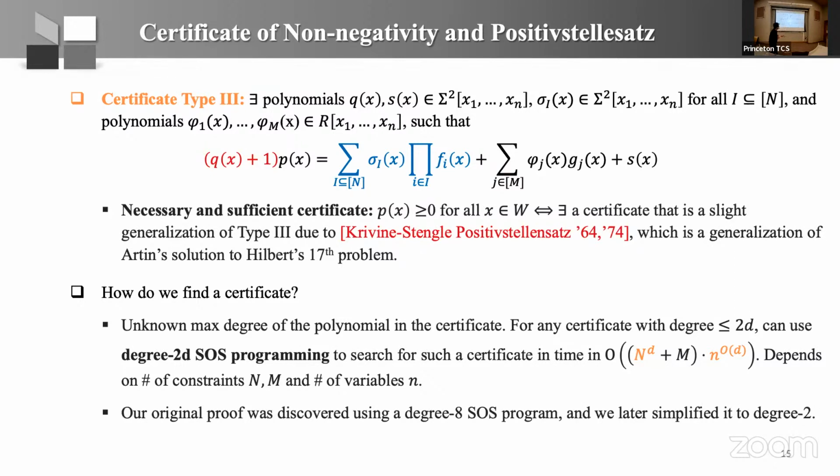All right. And so that's actually what we did. We solved sum of squares programs. In the original proof, we used degree 8 SOS programs, and we found a certificate of this sort. Later, we managed to bring it down to degree 2. Okay, so that's roughly the general idea.